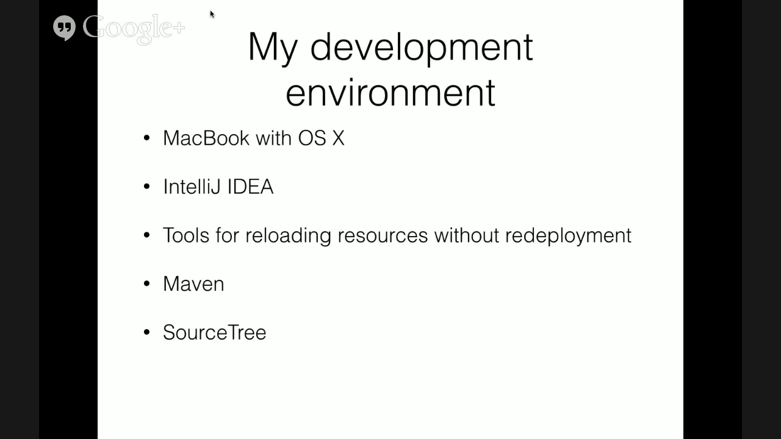SourceTree is an Atlassian product, and I think it is a great tool for managing Git and Mercurial integration. Though IntelliJ has quite good support for it, if we need more advanced features, like, for example, managing Git Flow, we need to use a bit more sophisticated tool.